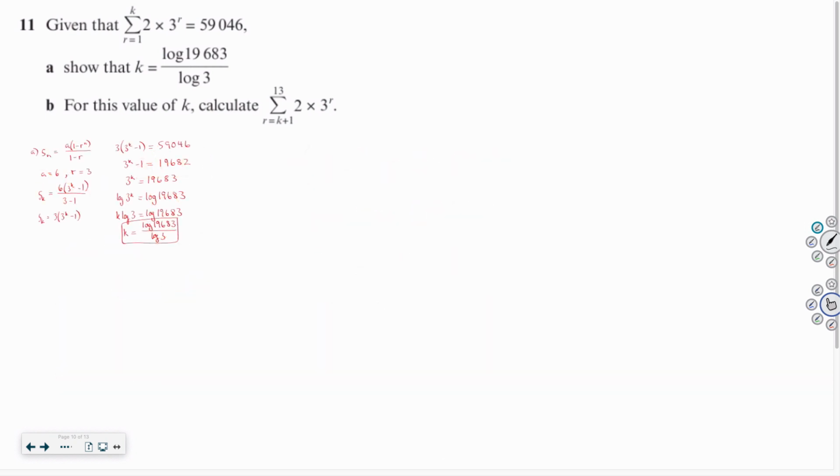Part B says, for this value of k, calculate the summation of 2 times 3 to the r, starting at k plus 1, working to 13. So we need to work out the value of r. So r equals k plus 1. So r is going to be log of 19,683 divided by log of 3 plus 1. And when you put that in your calculator, you get 10. So we know that our lower counter is going to be 10.